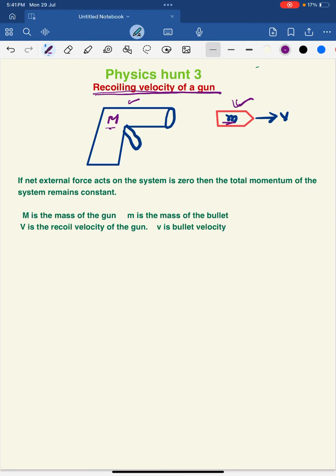In this video, I'm going to discuss the recoiling velocity of a gun. Look at the diagram here. Capital M is the mass of the gun and small m is the mass of the bullet.